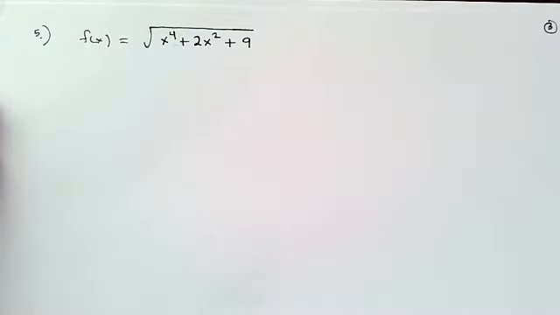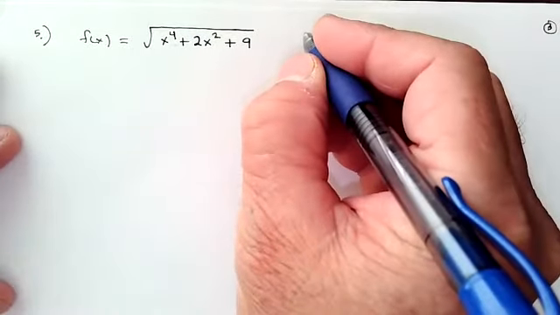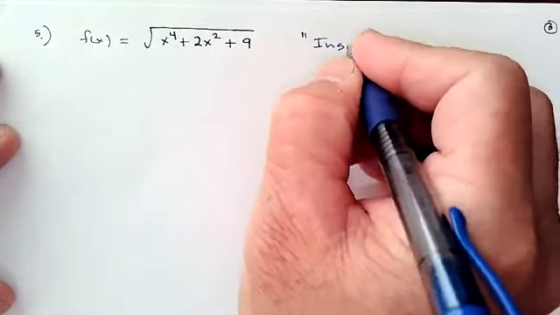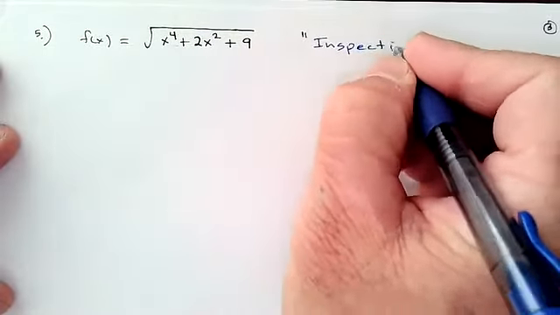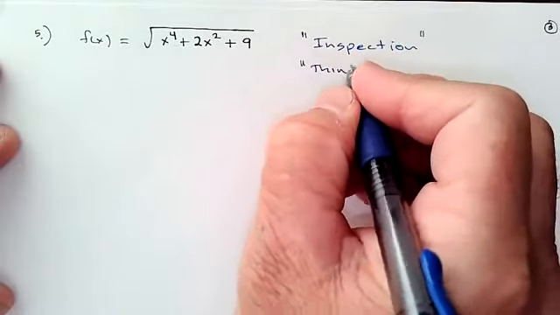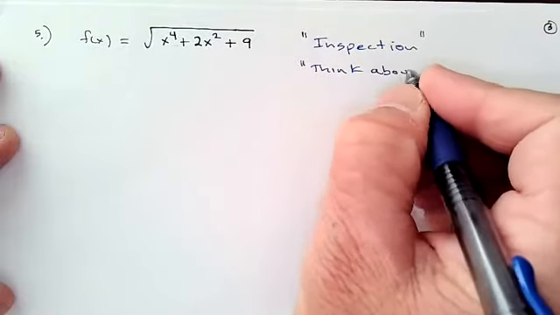To try to undo that would be really tough. But this would be a situation where, to find the range, what you can do is use this technique, which I'm just calling, quote unquote, inspection, or sometimes I just say, we're just going to think about it.